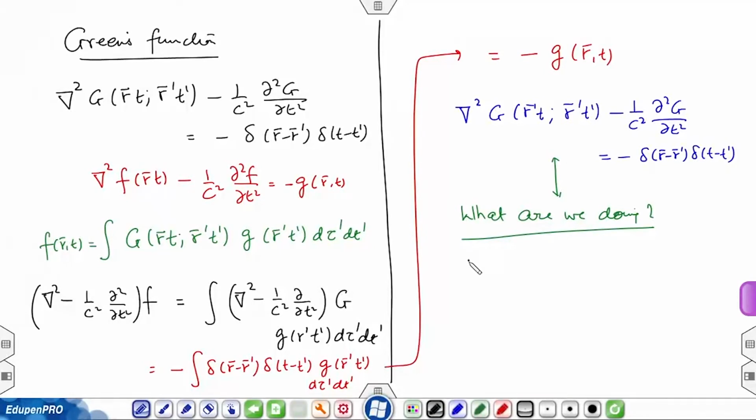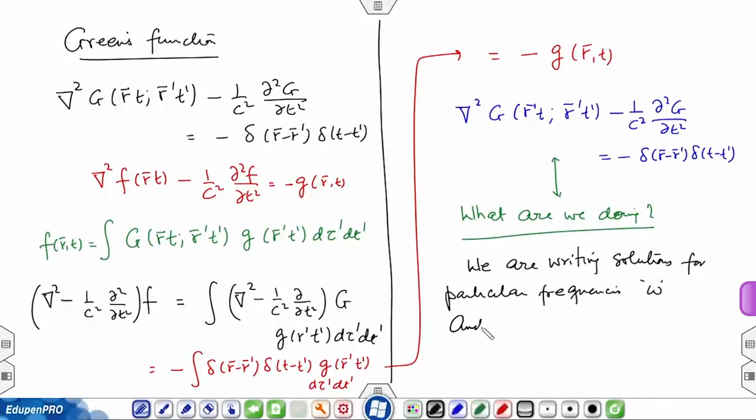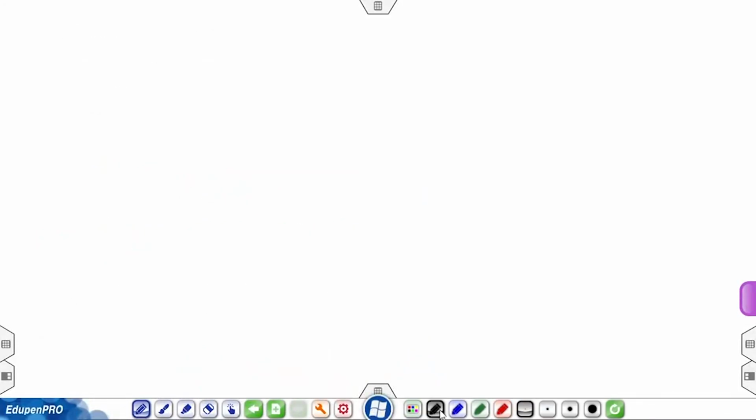What we are doing is writing solutions for particular frequencies omega, and then superposing them. And you will see how it is done. So, let me keep writing this equation that we are solving.